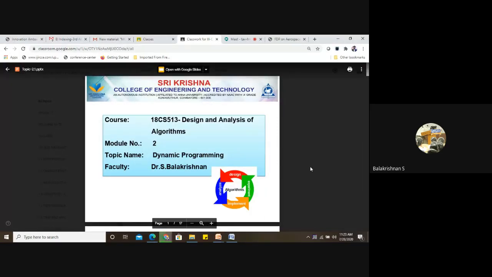So today's topic, as per module number two, the first topic is dynamic programming. Before entering into dynamic programming, so far we discussed the brute force approach, the divide and conquer technique, and one more approach, the greedy approach. These three approaches we discussed in the first module itself. As a continuation of those three approaches, another algorithm design strategy is dynamic programming.